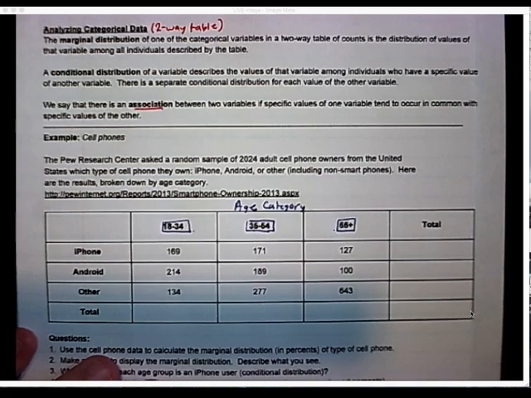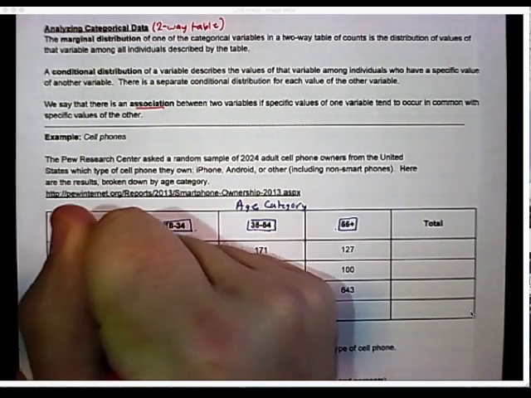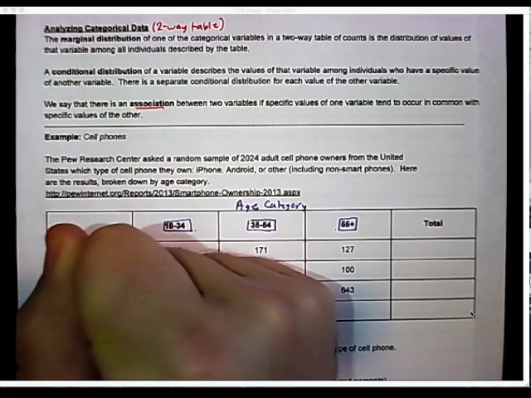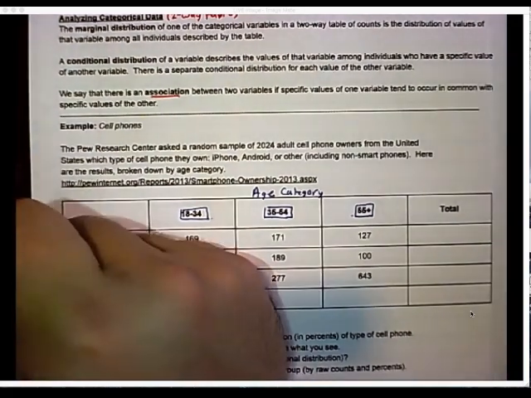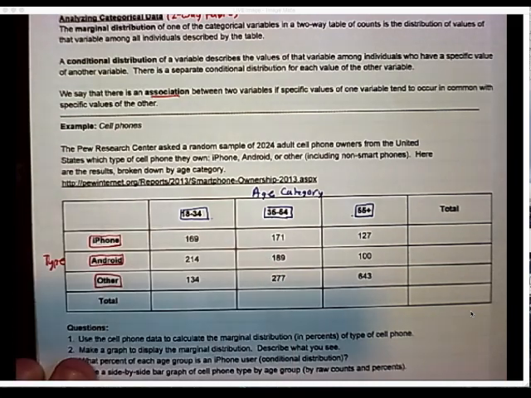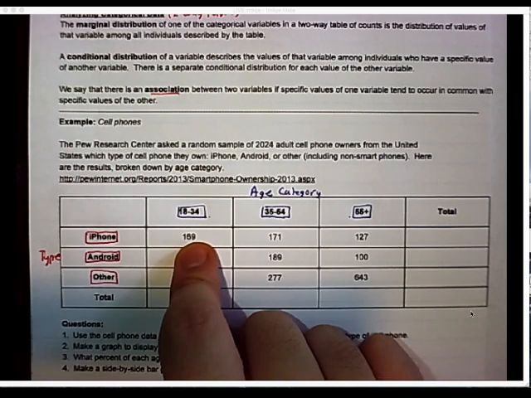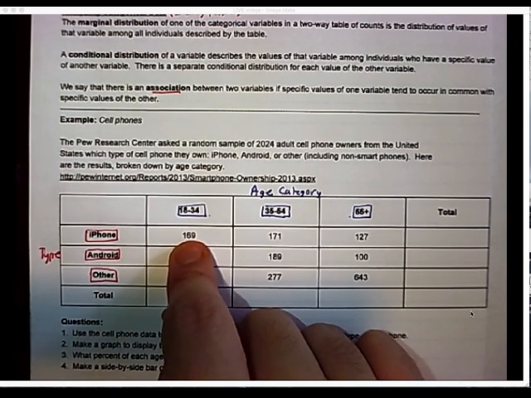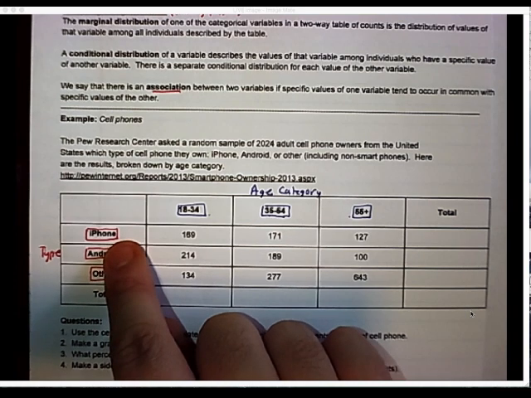Now, the reason we don't see anything less than 18 is because we're only concerning ourselves with adults. And over here, these are more categories, but this is by type, the type of cell phone. So for example, there were 169 people aged 18 to 34 who had an iPhone in our sample.